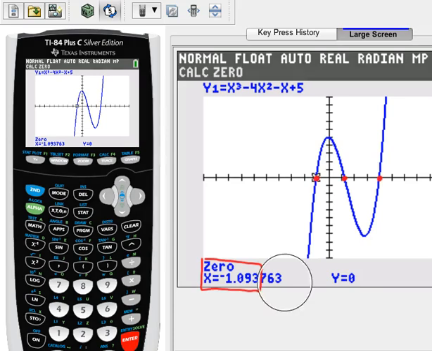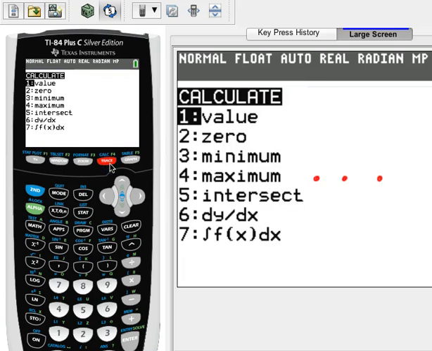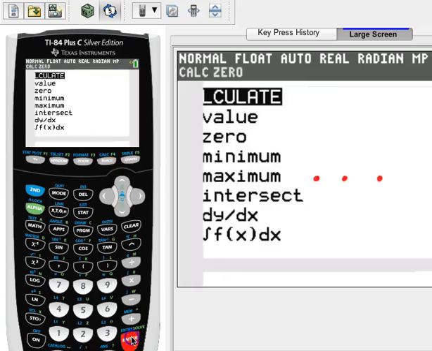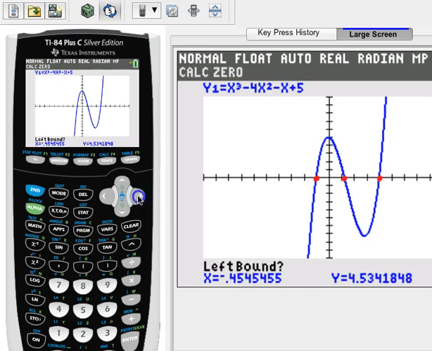Let's go back and find the next 0. You have to do this for every time it crosses. Scroll over. So here I'm sitting to the left of it. Keep scrolling right until you cross it.